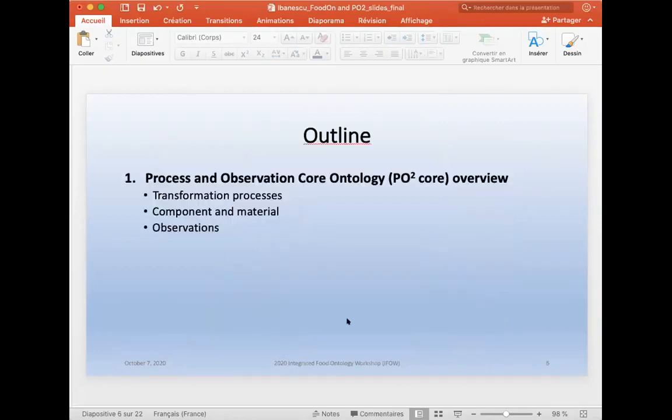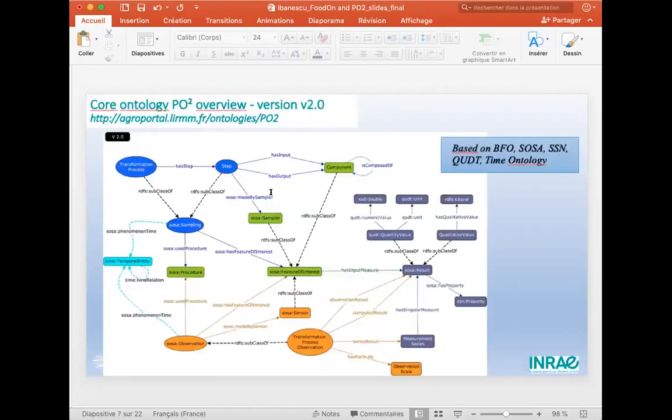So let's start with an overview of the process and observation core ontology. We identified the following representation needs. We want to represent transformation processes or itineraries having a succession of steps. We need to represent components or ingredients as input and outputs of steps. We want to represent the material involved in the transformation process. And finally, observations about all of this.